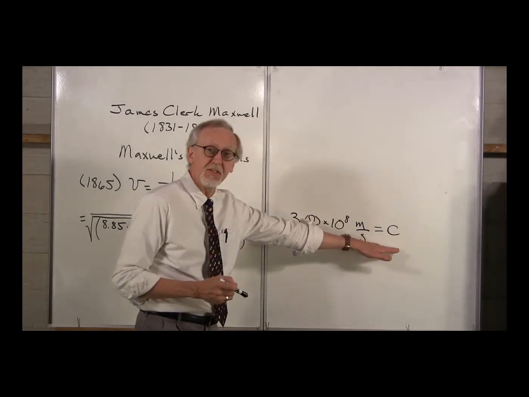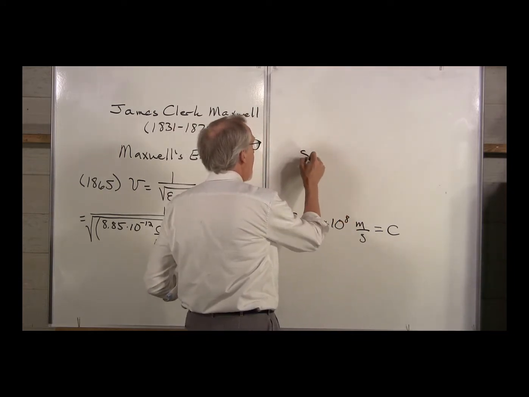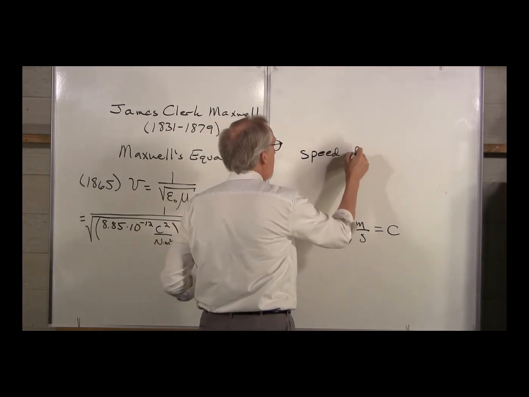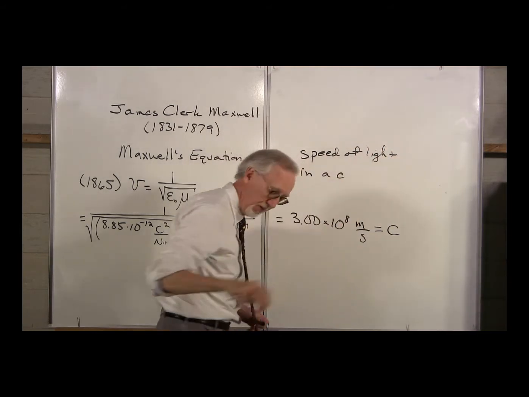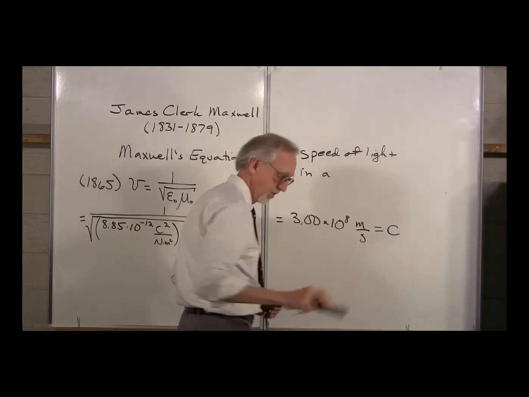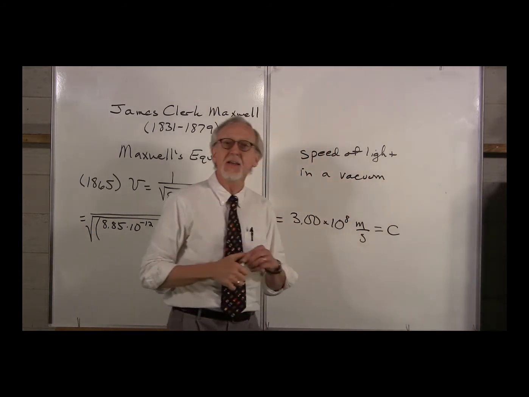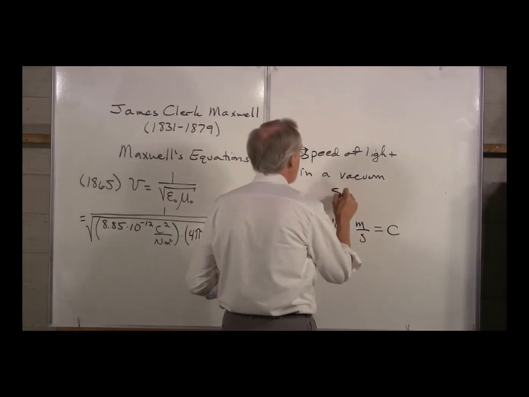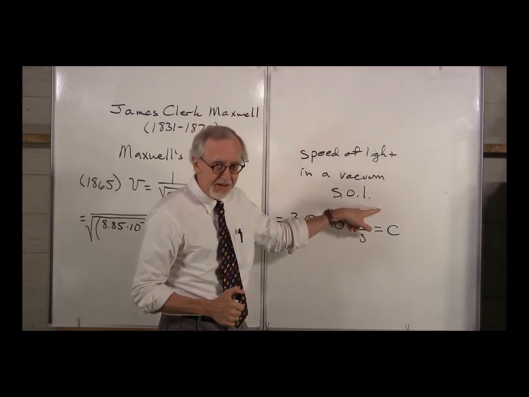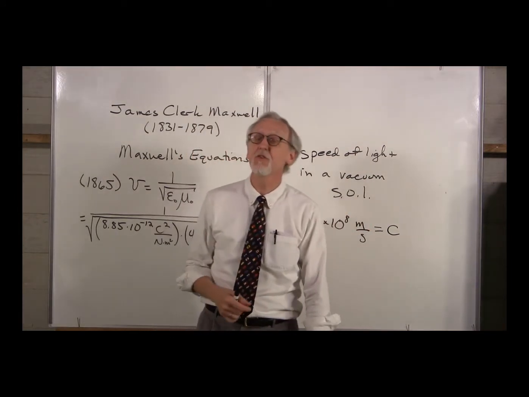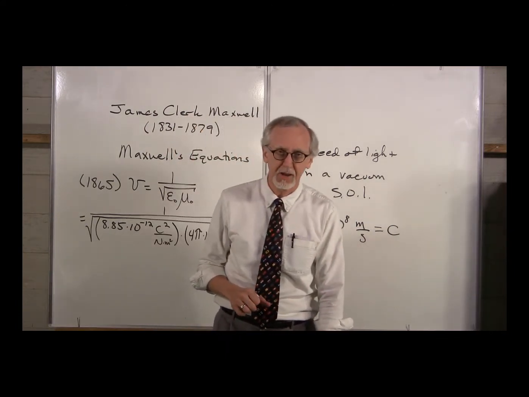So this number c, 3.00 times 10 to the 8th meters per second, we'll refer to this as the speed of light in a vacuum. The speed of light in a vacuum. Sometimes this is written as SOL for short, which stands for speed of light. It doesn't stand for something else, it stands for speed of light. So let's remember c, 3.00 times 10 to the 8th meters per second.